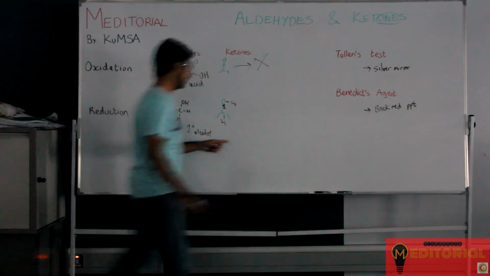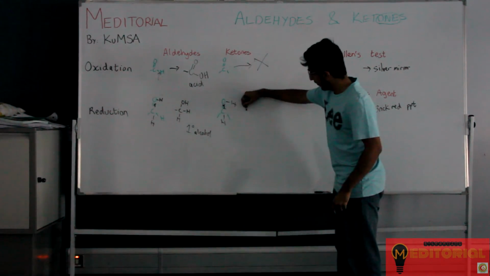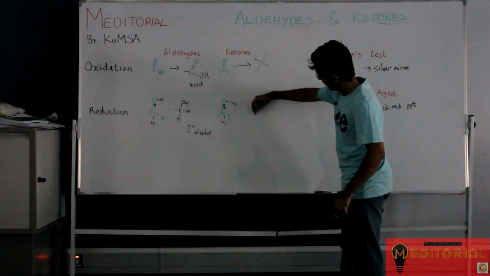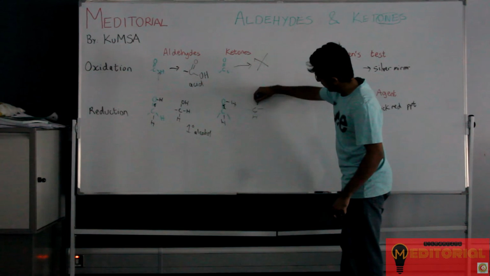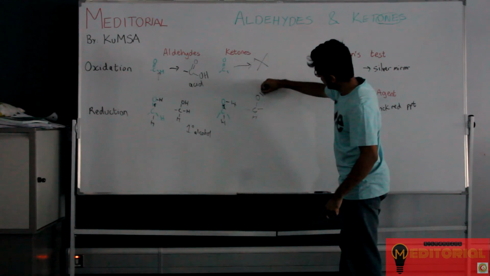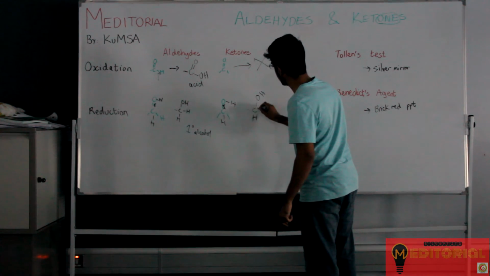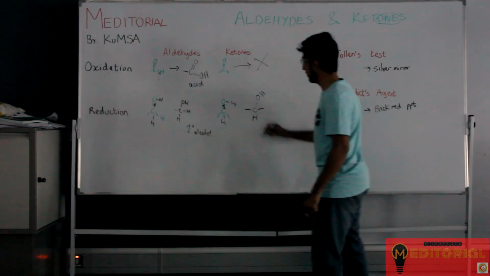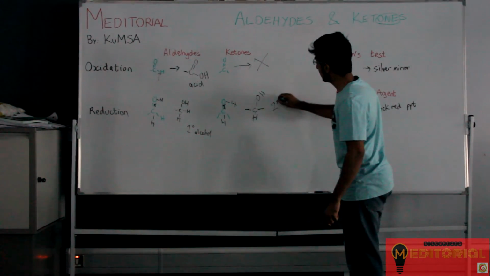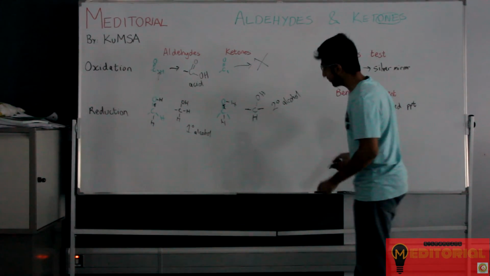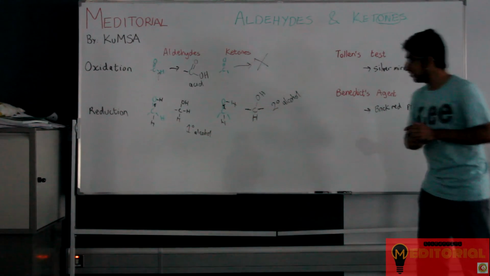Whereas for ketones, what happens is you get a secondary alcohol, because you still have 2 groups attached to it on either side. So you get a secondary alcohol. That's it for oxidation and reduction.